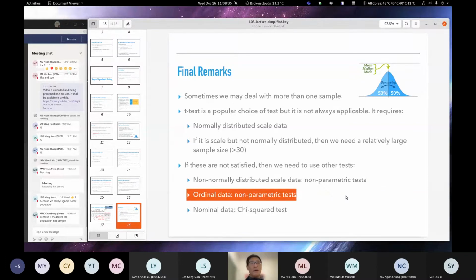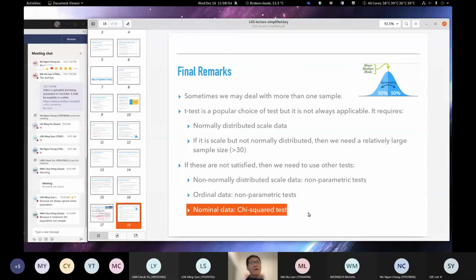If you are dealing with ordinal data, such as Likert scale data, then we do not use the t-test, because Likert scale data cannot be normally distributed. We will be using the non-parametric test. And finally, if you are dealing with nominal data, then you use the chi-square test. Okay, so these are some names that I will cover in my demonstration.